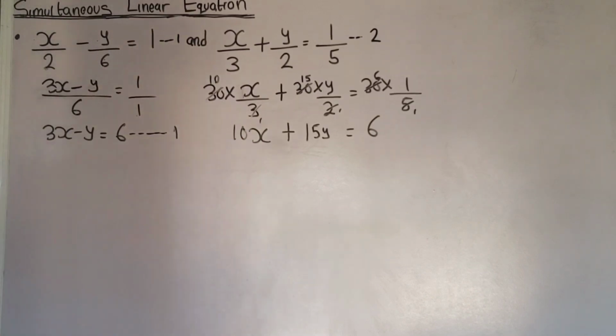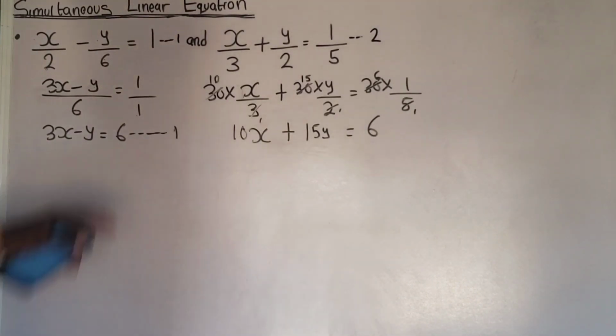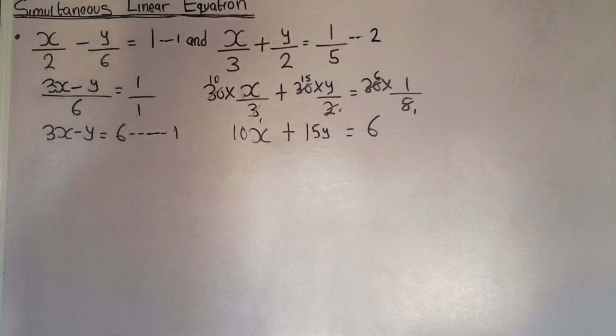This one is easy to solve. The aim of changing it to this form is that it will be easy to solve compared to when we have the equation in fraction form. So that's the aim of taking the LCM, and then we arrive at something like this. Now that you have gotten to this point, I'm very sure you are well versed with how to solve simultaneous equations.